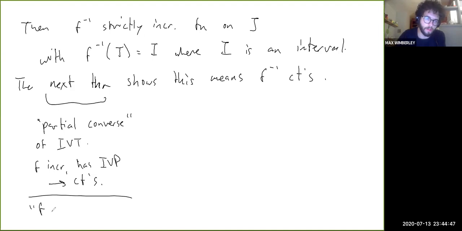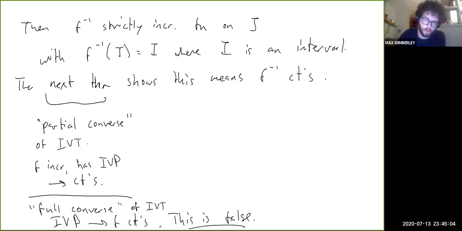So the full converse of the intermediate value theorem is the intermediate value property implies that f is continuous. This is false. Okay, they mention an exercise. I don't remember if I put it on the homework, but either way, I think we'll probably cover it at some point. So yeah, the converse of the intermediate value theorem is false, but this is a partial converse where you add an extra assumption about f, and then it becomes true that if it has the intermediate value property, it has to be continuous. So let's just look at the proof of that real quick.